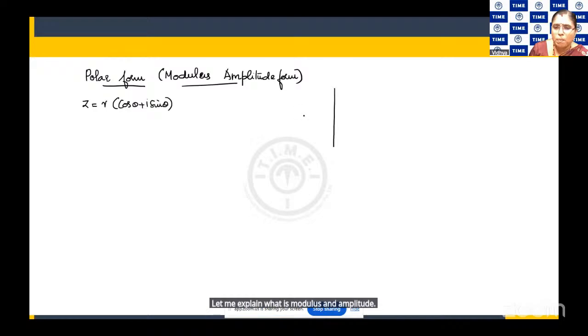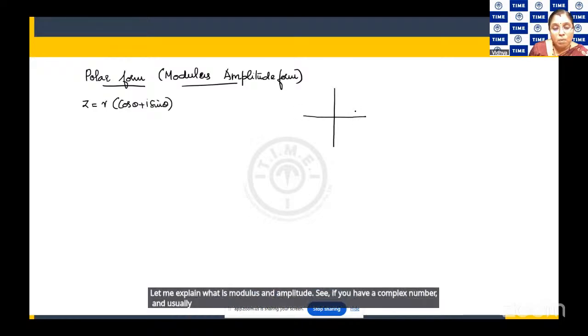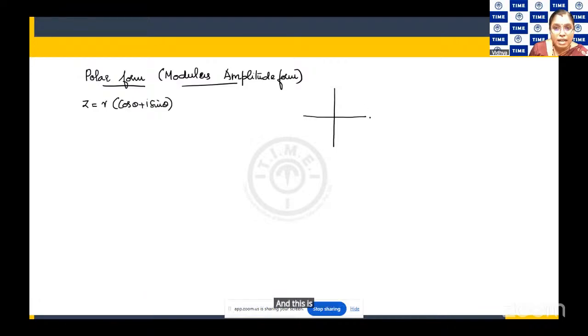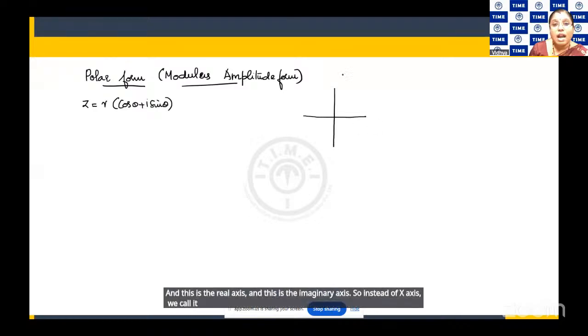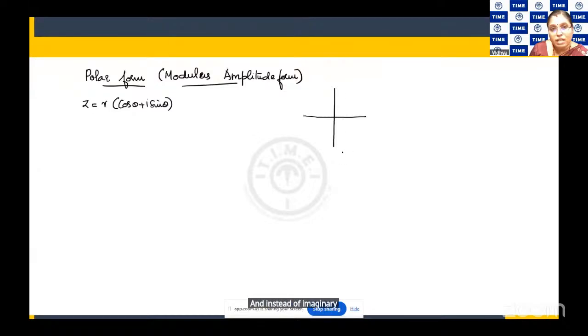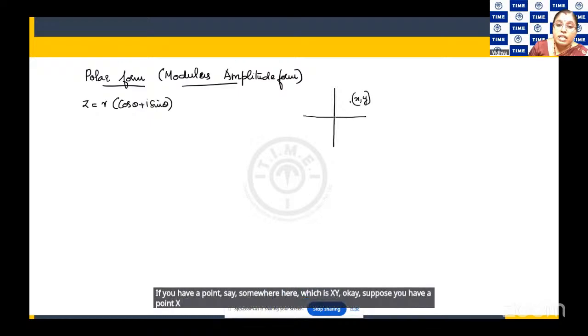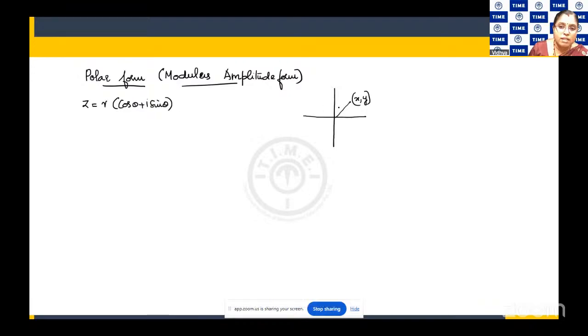Let me explain what is modulus and amplitude. See, in complex numbers, we call this Cartesian plane the Argand plane. This is the real axis and this is the imaginary axis. So instead of x axis, we call it real axis, and instead of y axis, we call it imaginary axis. Suppose you have a point xy. The distance from the origin to the point xy is called the modulus. It is usually denoted by r, which is equal to modulus of z.